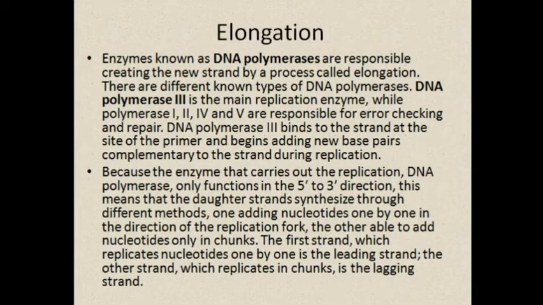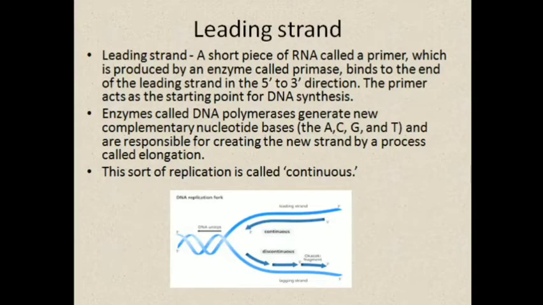So let us see the difference between the leading and the lagging strand. First, the leading strand. The 3'-5' strand is the leading strand. Why is it the leading strand? Because here the DNA polymerase can synthesize the new strand continuously, and therefore it is also known as the continuous strand, and this process of replication in the leading strand is also known as continuous replication. This is basically due to the DNA polymerase, which only functions in the 5'-3' direction. That is why the DNA polymerase can produce the new strand continuously in the leading strand.